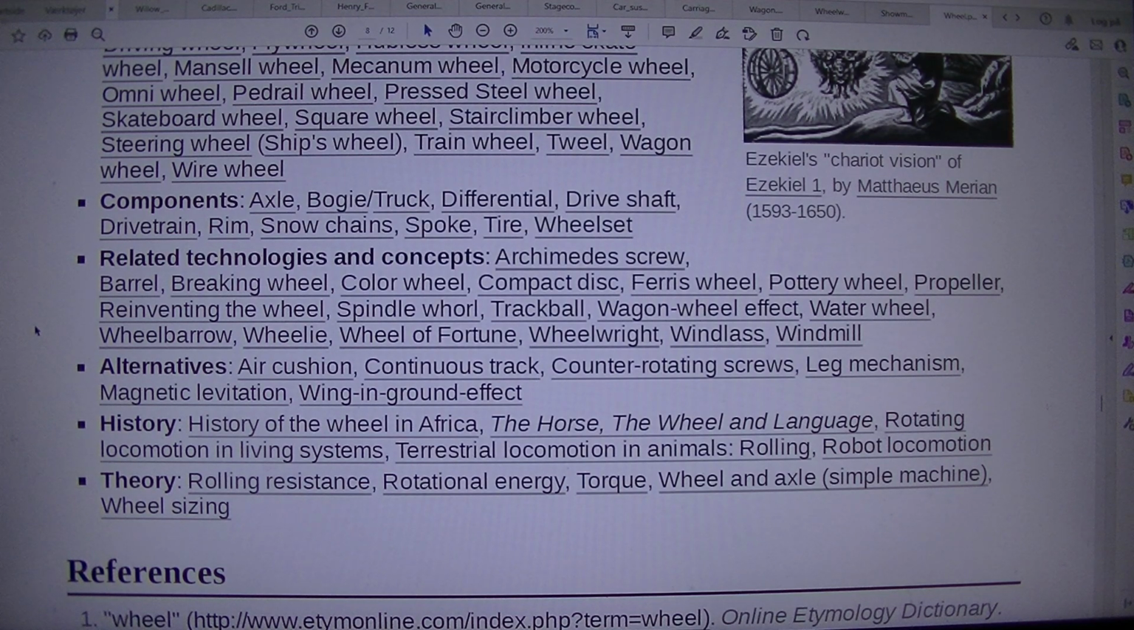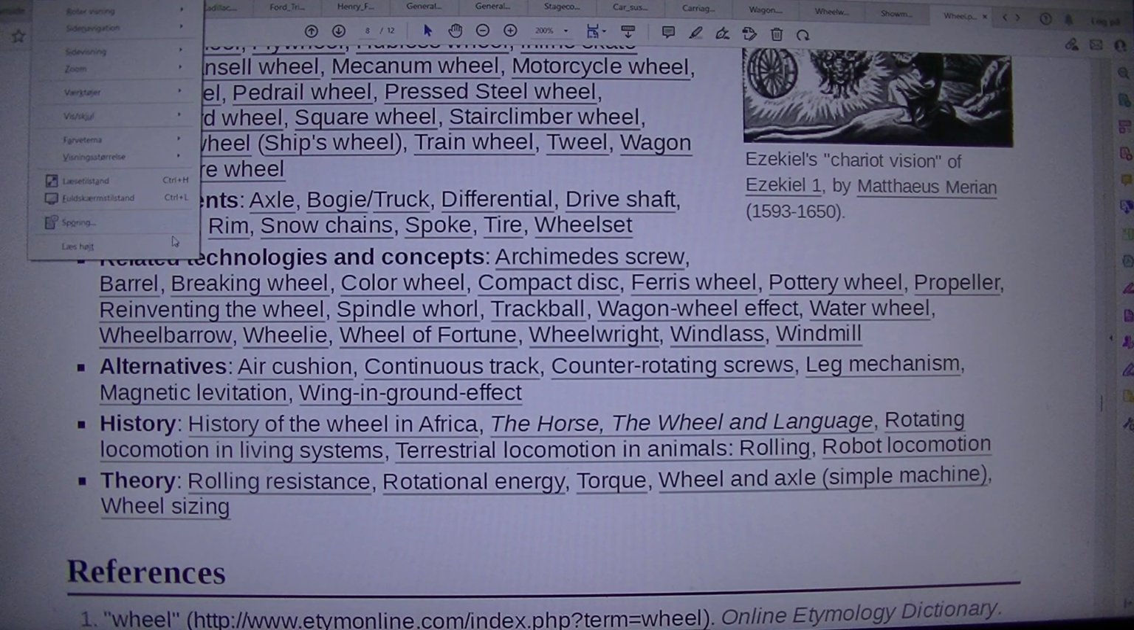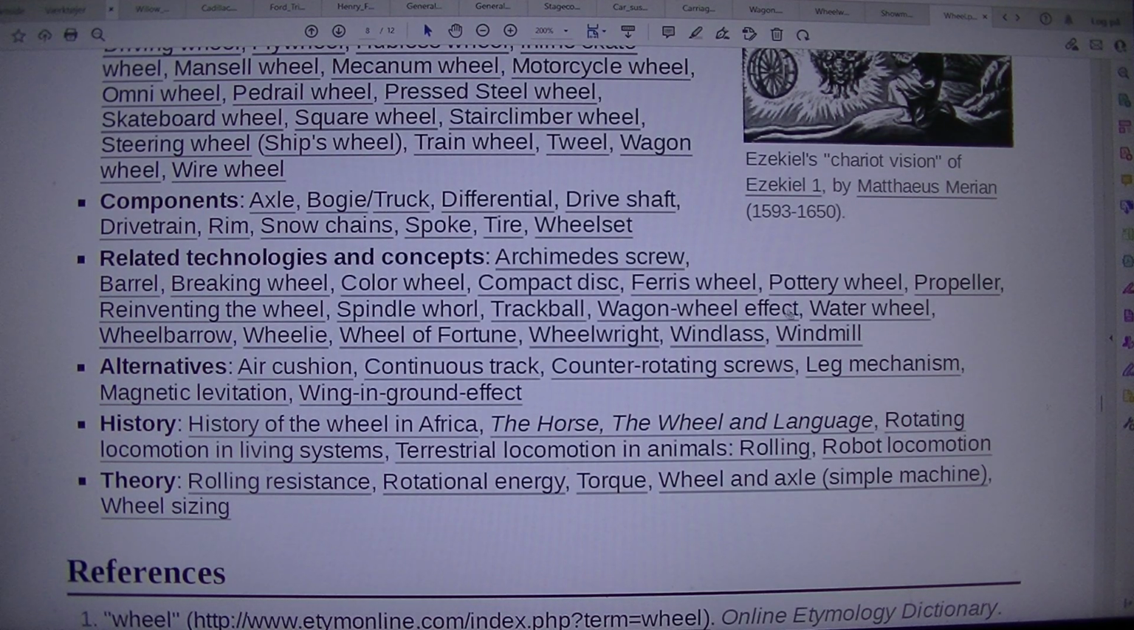Alternatives: air cushion, continuous track, counter-rotating screws, leg mechanism, magnetic levitation, wing in ground effect. History: history of the wheel in Africa, the horse, the wheel and language, rotating locomotion in living systems, terrestrial locomotion in animals, rolling, robot locomotion. Theory: rolling resistance, rotational energy, torque, wheel and axle, simple machine, wheel sizing. References: wheel. Good.